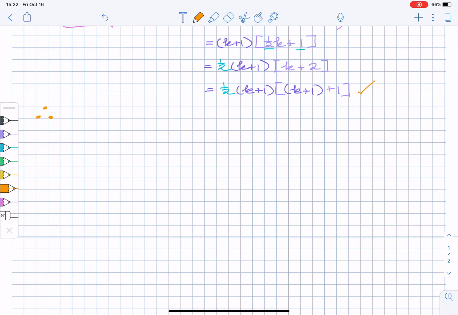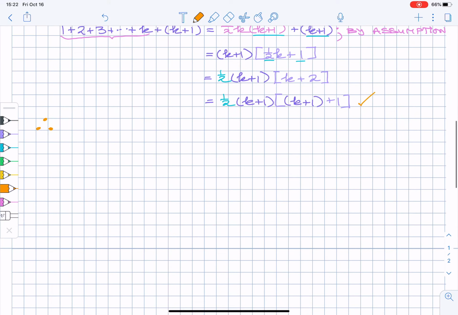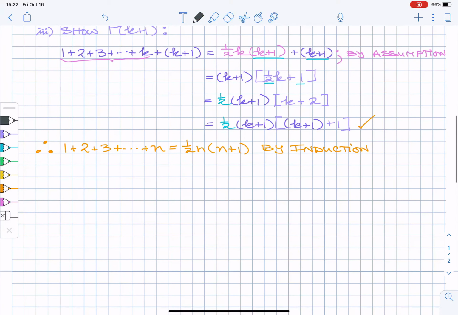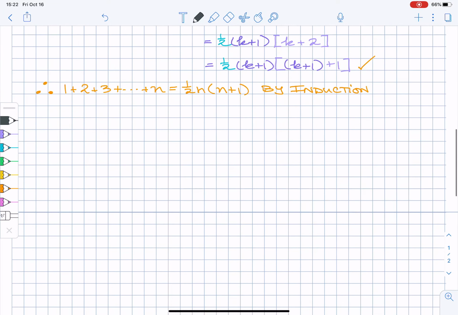So therefore, we found that, what color should I use? 1 plus 2 plus 3 plus ... plus n is equal to 1/2 n times n plus 1 by induction. Okay, so that is our first proof by mathematical induction. So let's do a second one, number 2.